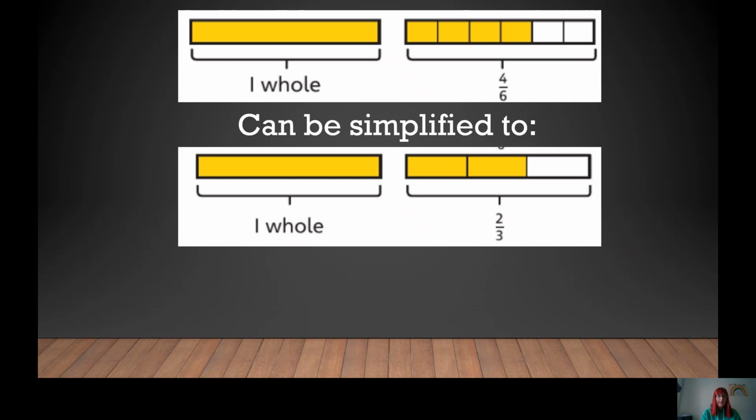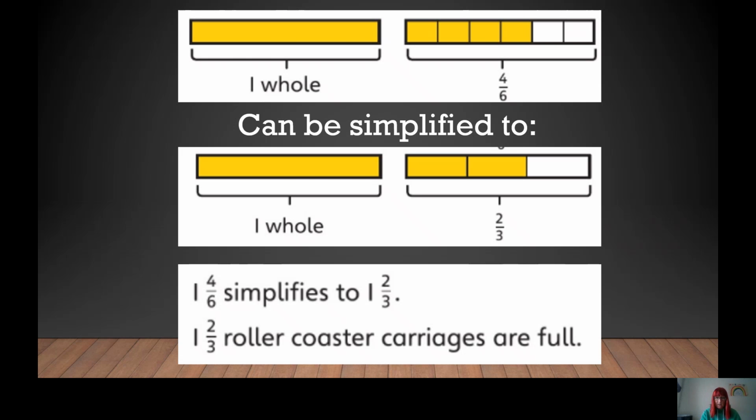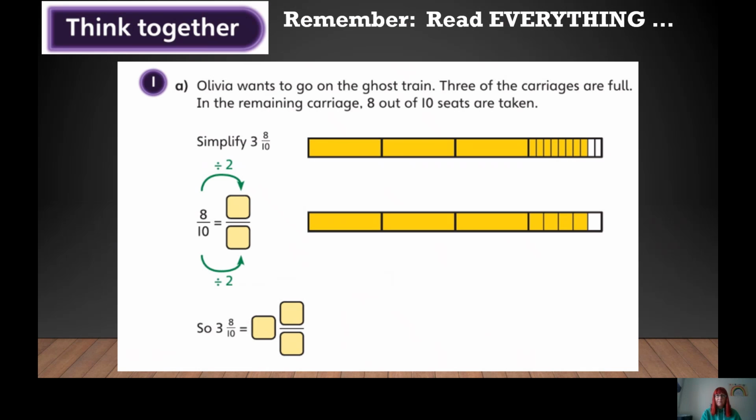1 whole carriage is full and 2/3 of the next carriage is full. 1 and 4 sixths simplifies to 1 and 2/3. In answer to the question, 1 and 2/3 of the roller coaster carriages are full.